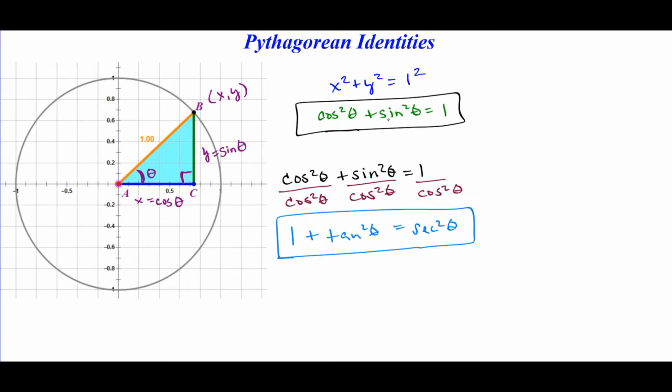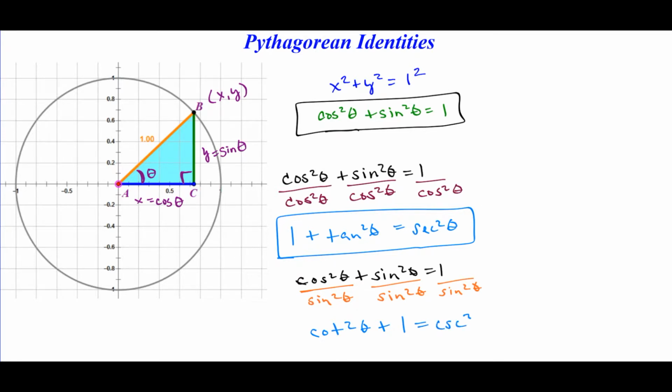Then we go back to the original Pythagorean identity, cosine squared theta plus sine squared theta equals 1, and this time we're going to divide everything by sine squared theta. Again, if we simplify, we have cosine squared theta over sine squared theta, which gives us cotangent squared theta, plus sine squared theta over sine squared theta, which gives us 1, equals 1 over sine squared theta, which gives us cosecant squared of theta.